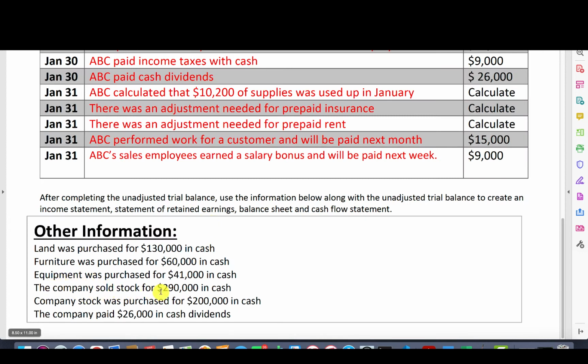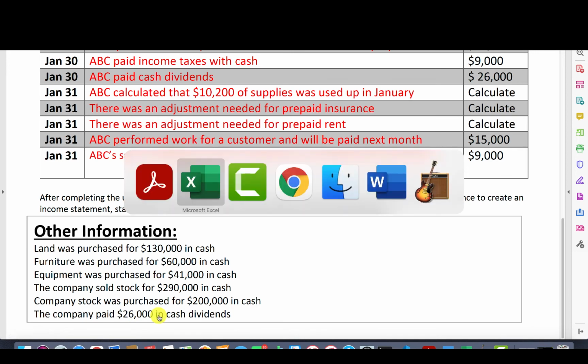So the company sold stock for $290,000 in cash, that's positive. The company purchased stock for $200,000 in cash, that's negative. The company paid $26,000 in dividends, that's negative. So it's a positive 290, negative 200, negative 26,000.